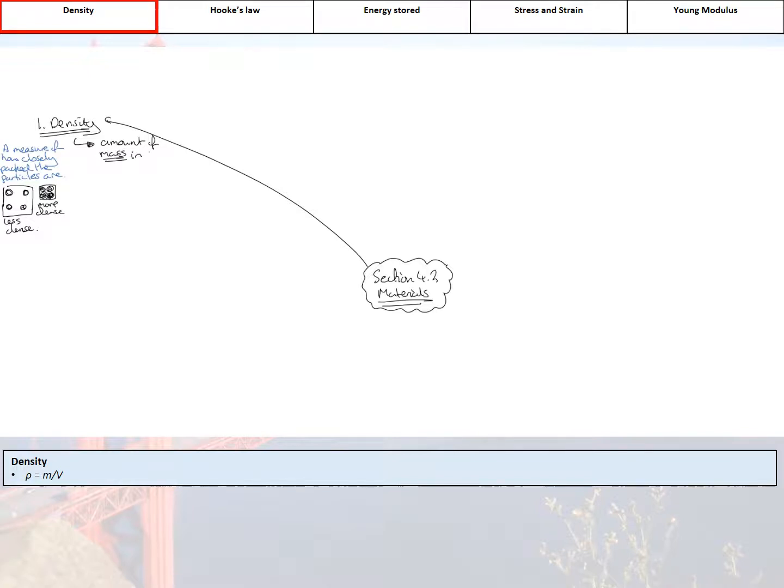And instead of space, we're going to say in a certain volume. So how do we write that down? Well, we say that's the mass divided by the volume, which would give us the density. Mass, let's put a red box around that. So mass is measured in kilograms. Volume is measured in meters cubed. And this is density.